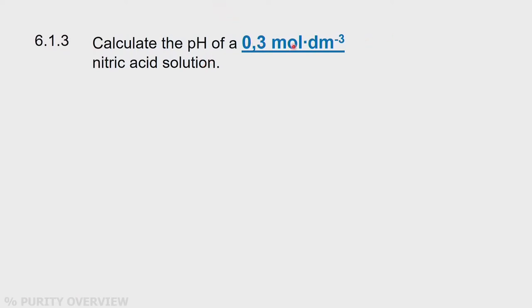0.3 mole per cubic decimeter means it's n over V. So c is equal to n over V, which gives us the concentration. So that is the concentration.